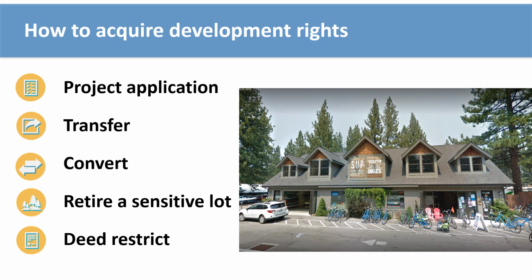The first is through a project application with the local building department. Local jurisdictions in Tahoe hold small pools of development rights that can be distributed to projects like this. The next option would be to transfer development rights from another property in Tahoe. And the third option is to convert one land use type to another, say from commercial floor area to residential units. The last two options are incentive programs through TRPA.